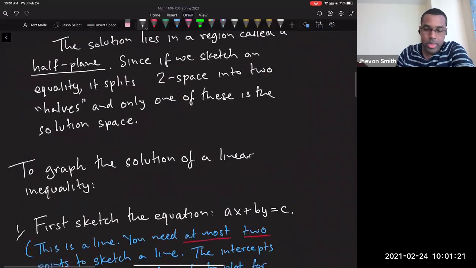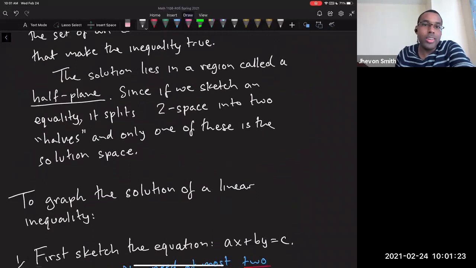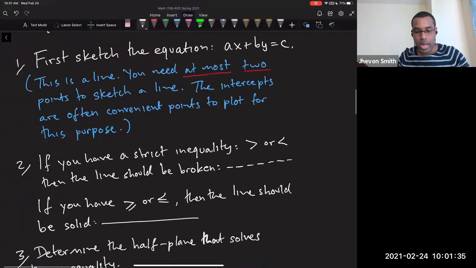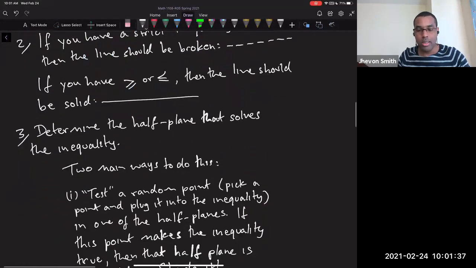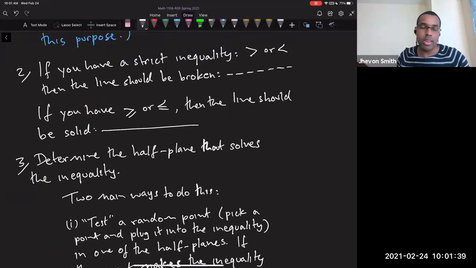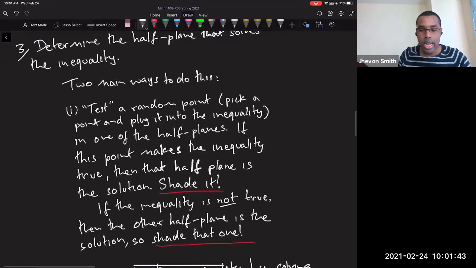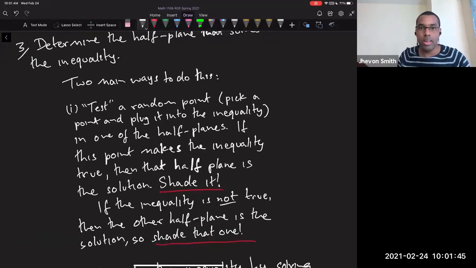Okay, awesome. The solution is going to be a half plane. The reason why is because when you draw the picture of the linear inequality, it's a line that splits space into two halves, and one of the halves is going to be the solution, right? Now you can graph this by graphing the line, making sure you're graphing a broken line if it's a strict inequality and a solid line if it's not. And you want to determine the half plane that has the solution, and shade this half plane.